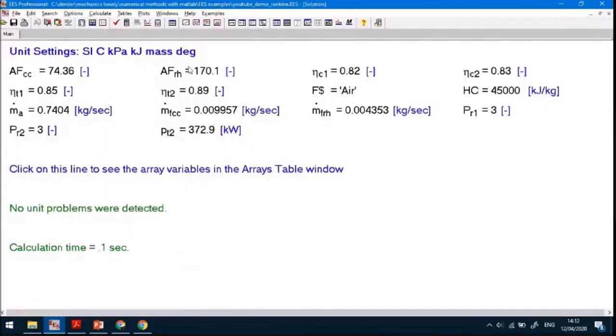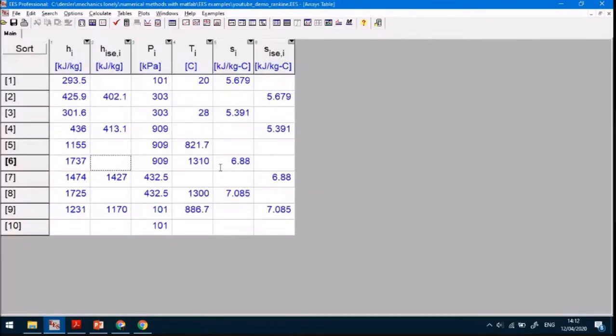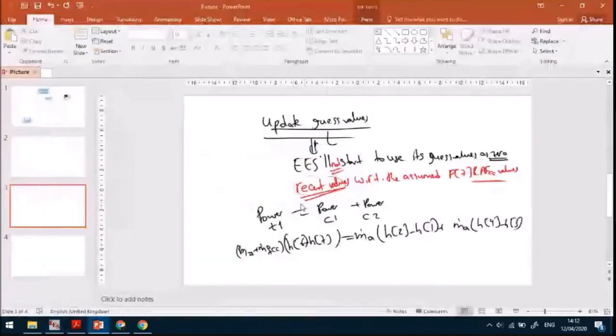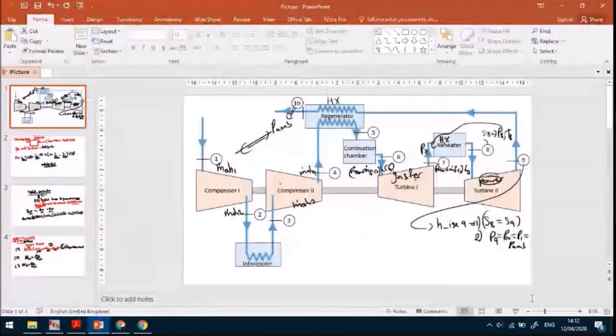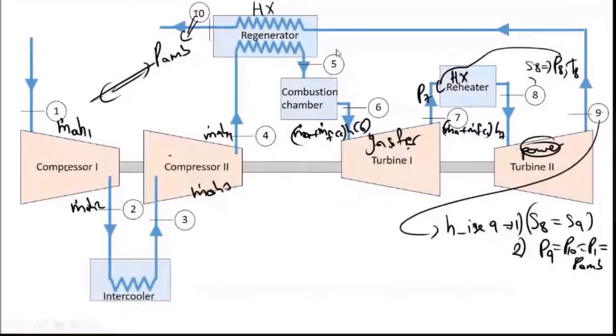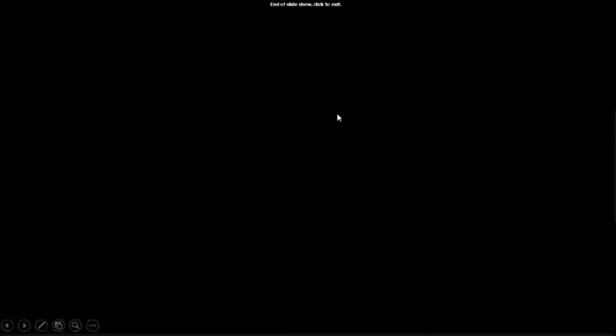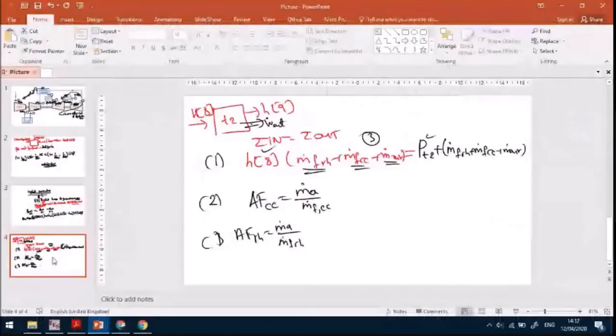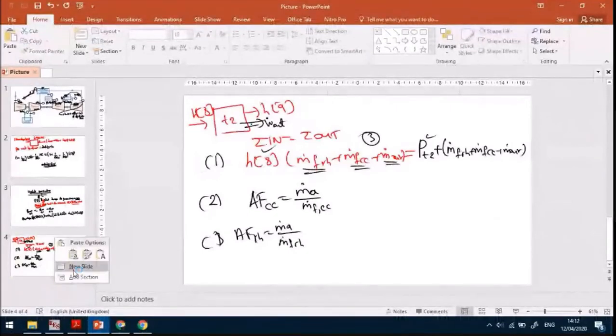Okay, so we have the values here and it is solved. We don't have any assumed value. Now let's go back to the Regenerator and find the values for the Regenerator and finish the problem. So again, first law analysis for the Regenerator. Solve it.